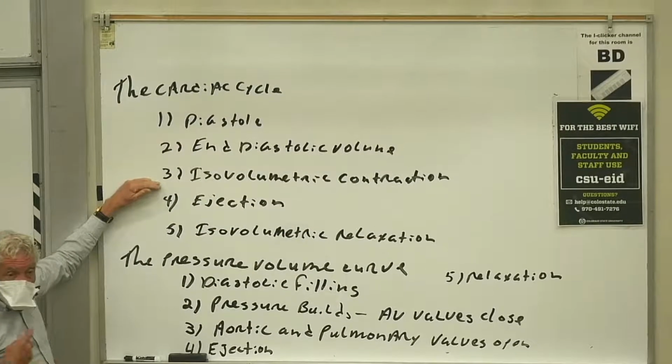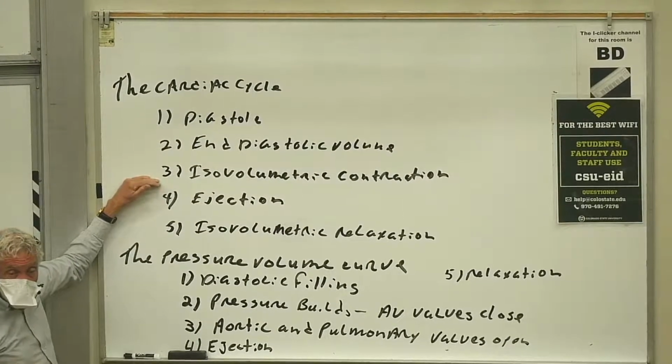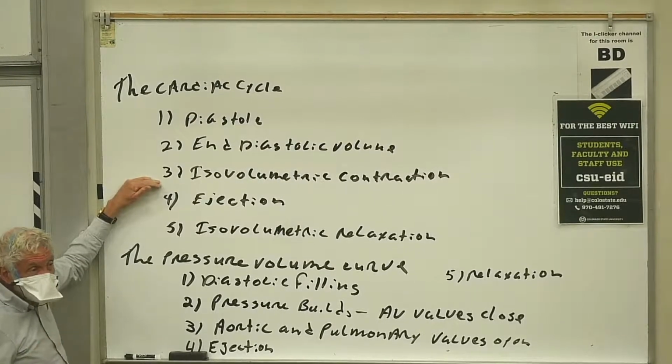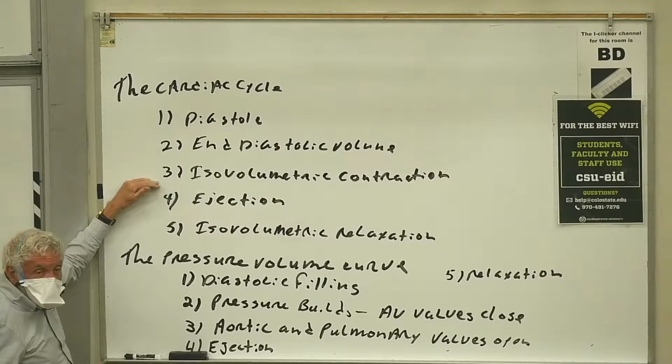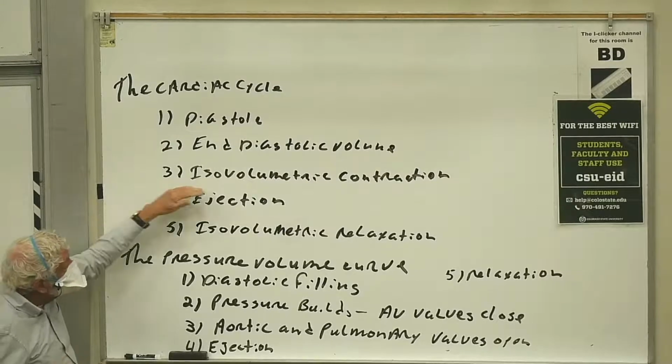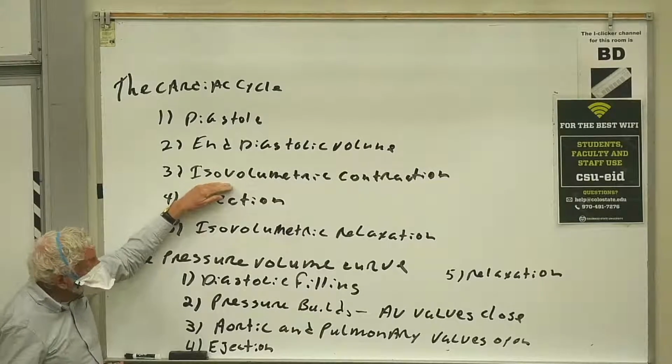At the end of diastole, the pressure begins to build with the contraction of the ventricular cardiomyocytes. But because those valves, the aortic valve and the pulmonary valve, are so stiff and don't open easily, there's a long period of volumetric contraction.